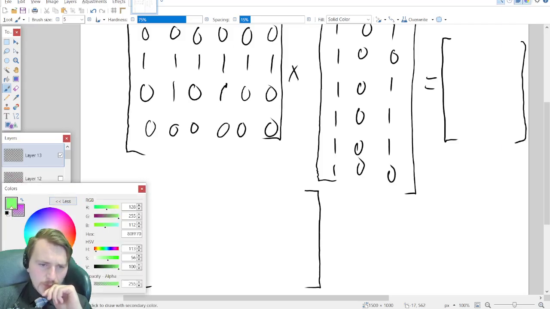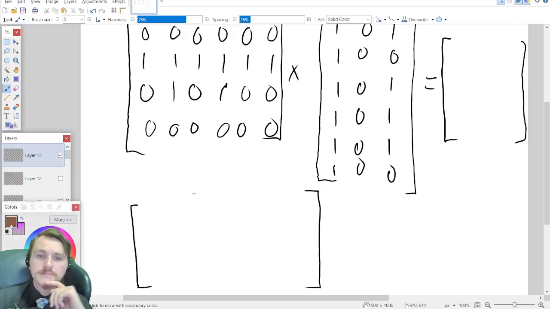What's the color we haven't used yet? We haven't used brown. There we go. It's my favorite color. I'm surprised we haven't used it.